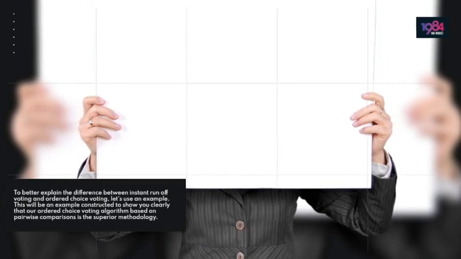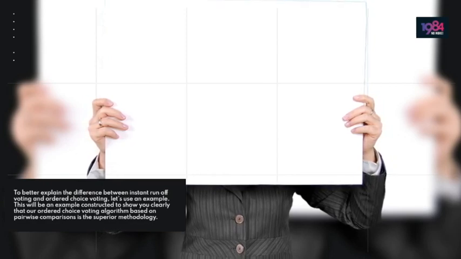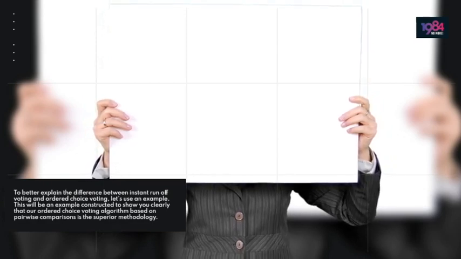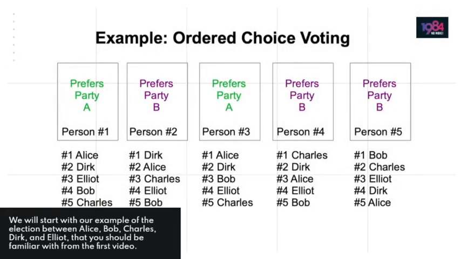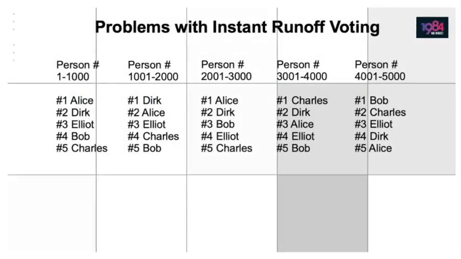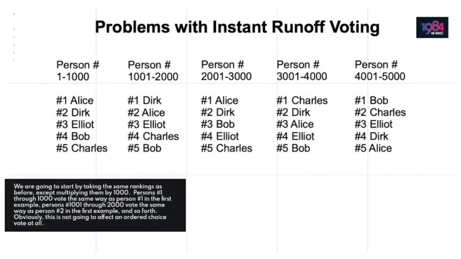To better explain the difference between instant runoff voting and ordered choice voting, let's use an example. This will be an example constructed to show you clearly that our ordered choice voting algorithm based on pairwise comparisons is the superior methodology. We will start with our example of the election between Alice, Bob, Charles, Dirk, and Elliot, that you should be familiar with from the first video. We are going to start by taking the same rankings as before, except multiplying them by 1000. Persons number 1 through 1000 vote the same way as person number 1 in the first example. Persons number 1001 through 2000 vote the same way as person number 2 in the first example, and so forth.